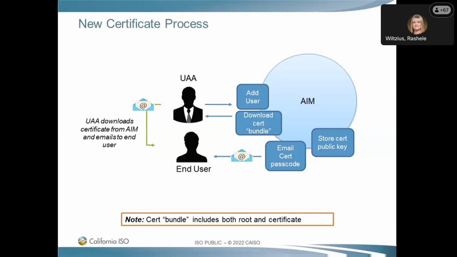Now, AIM will also send an email to the end user with that passcode that they will need to install the certificate. And AIM will store all of that information, both the certificate bundle and the passcode, in its system. And so you're going to download that certificate from AIM and you will send it to the end user yourself. You'll notice that the ISO has been removed completely from here in an effort to make this process more seamless and more quick.